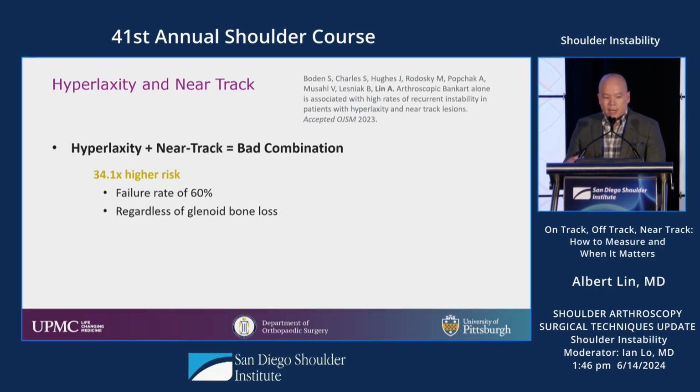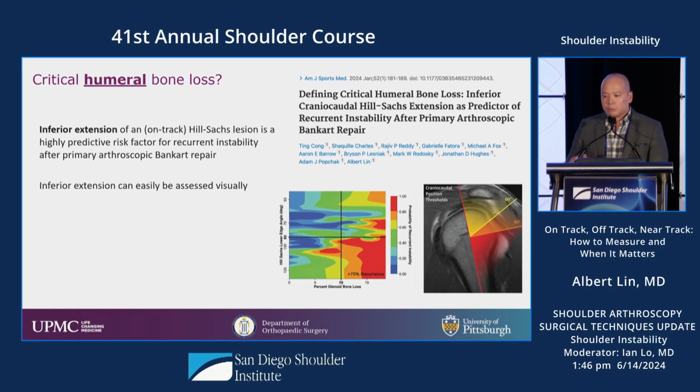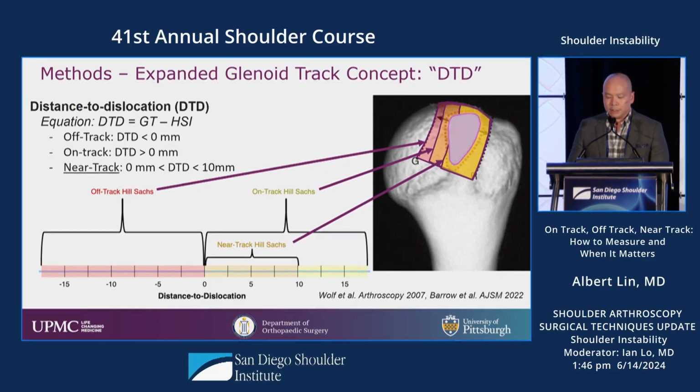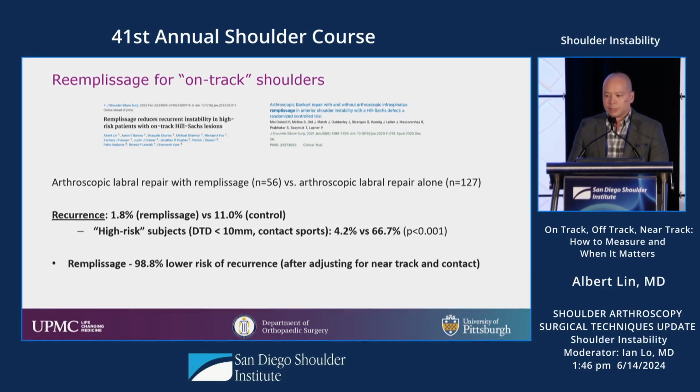There are also bad combinations as well. If you have a near-track lesion with somebody with hyperlaxity, your risk of failure is pretty significant, regardless of even how much glenoid bone loss you have. And as we learn more about the humeral side of this equation, inferior extensions of on-track Hill-Sachs lesions are also highly predictive of failure with an arthroscopic Bankart. And so this is a visual depiction of what an expanded glenoid track concept would look like. DTD less than 0 by definition is off-track, greater than 0 is on-track, and then there's this worrisome on-track lesion we term near-track between 0 to 10 millimeters of DTD.